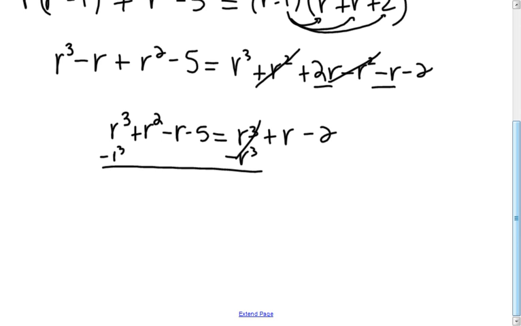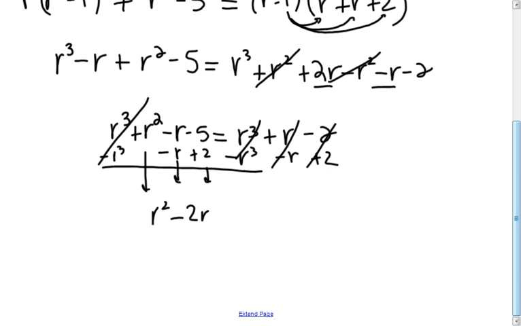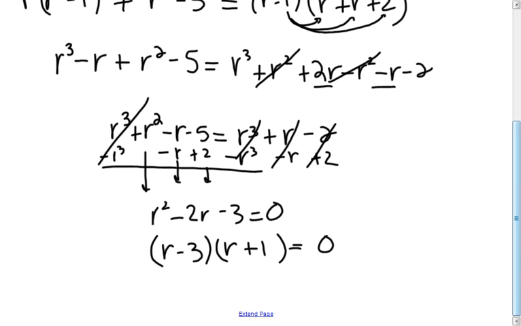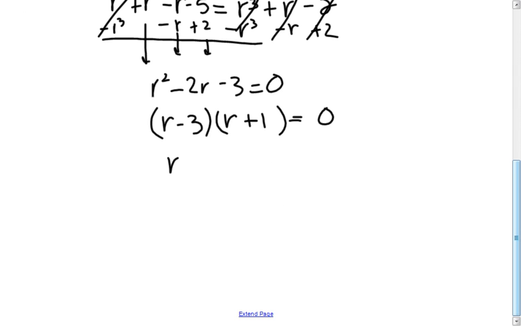Most of you can probably think about just leaving that. Then I will take this r and I will subtract it over here. And I will add the 2 at the same time. Okay, so that's gone, that's gone. And what I now have left is r squared minus 2r minus 3. Okay, and then that will factor here as r minus 3 and r plus 1. And so here r equals 3, and here r equals negative 1.